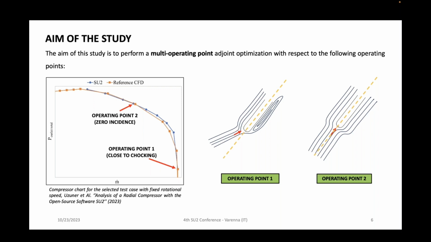We selected operating point number two, in this case, this one here, because there's no incidence on the vane, and operating point number one, which is with very high mass flow rates, hence it's very close to choking. And these are a couple of sketches that I made just to let you perceive the difference in the flow path in that region.